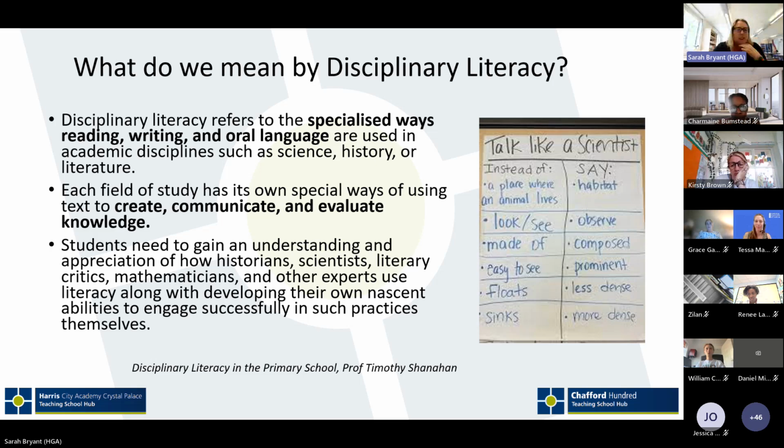So first of all, what do we mean by disciplinary literacy? Because I don't know about you, but particularly in the first couple of years, you get all these new terms banded around, and it can get really confusing about what means what.